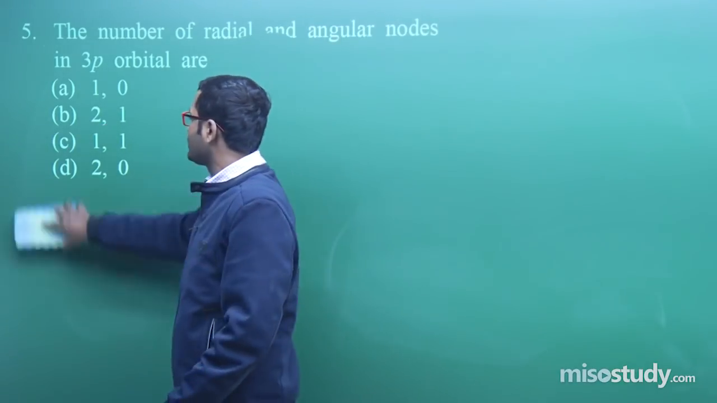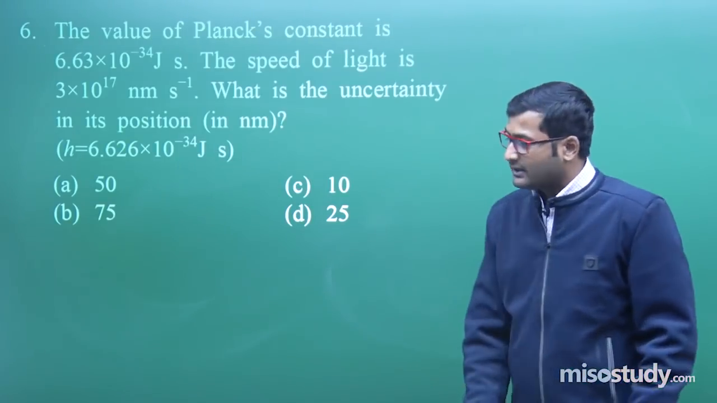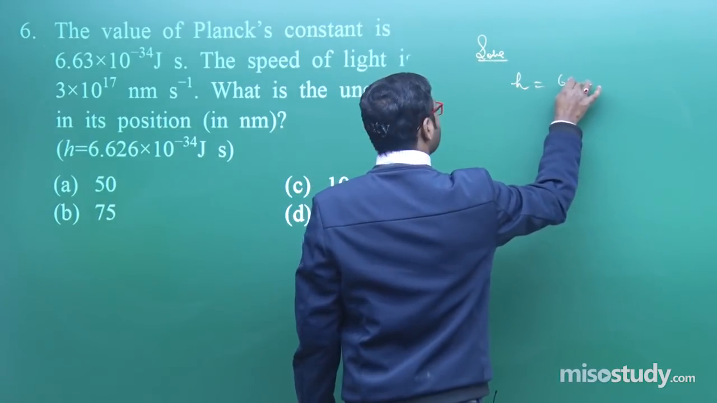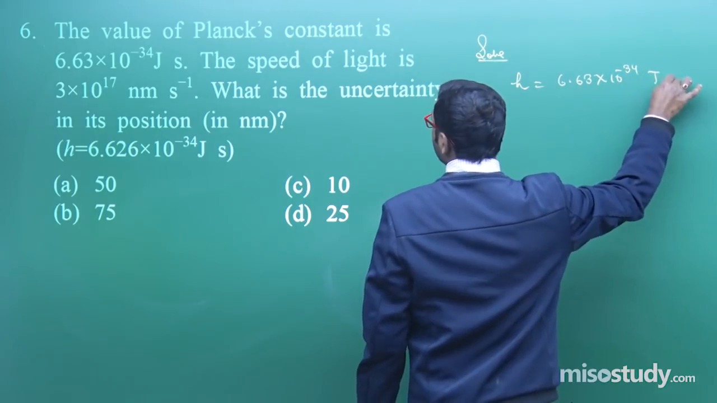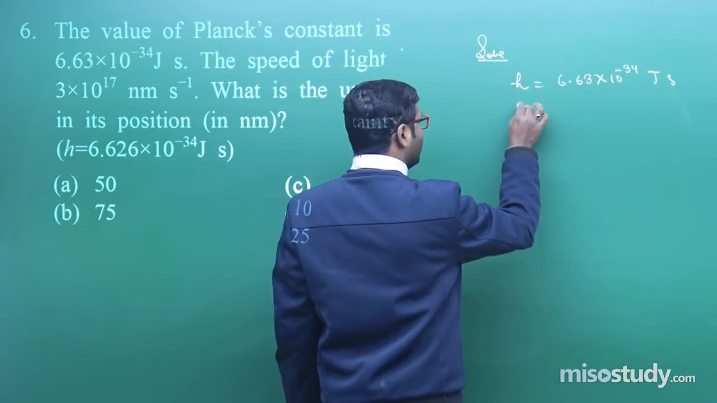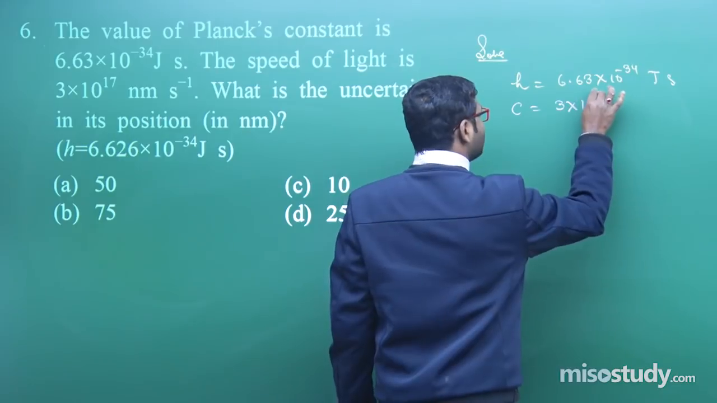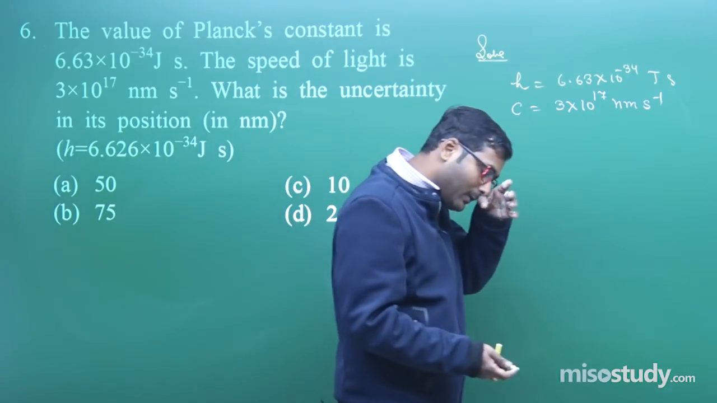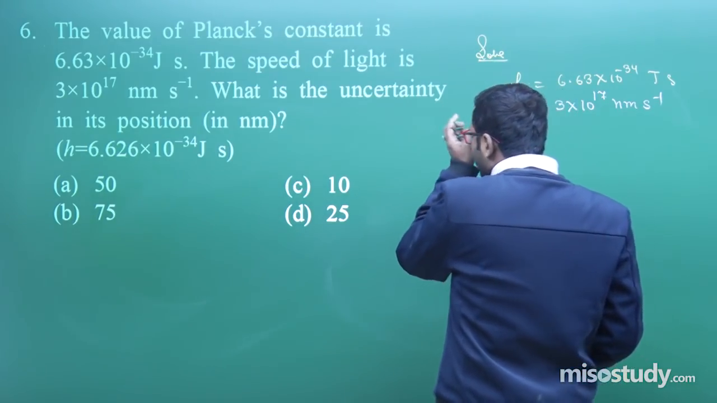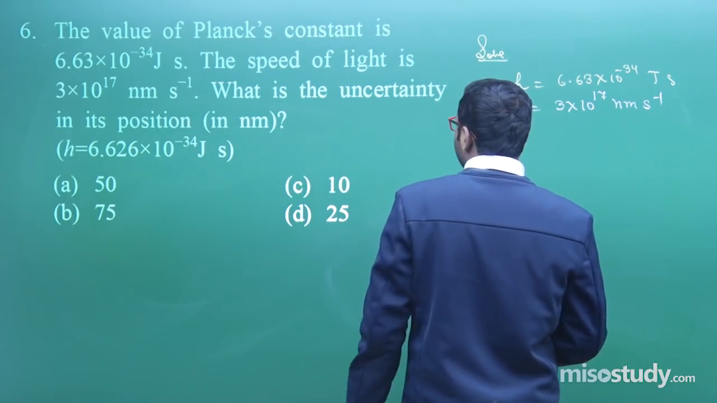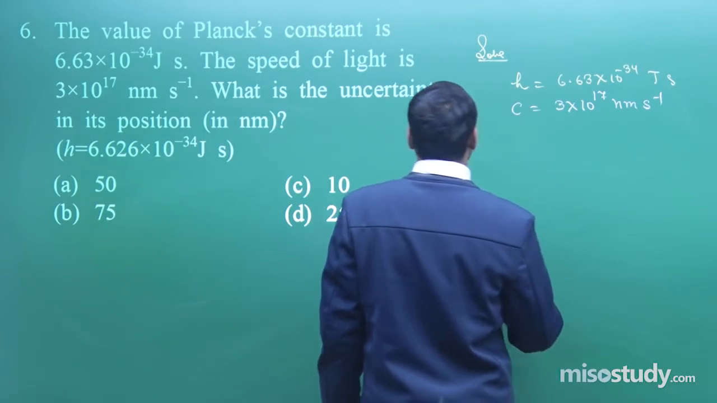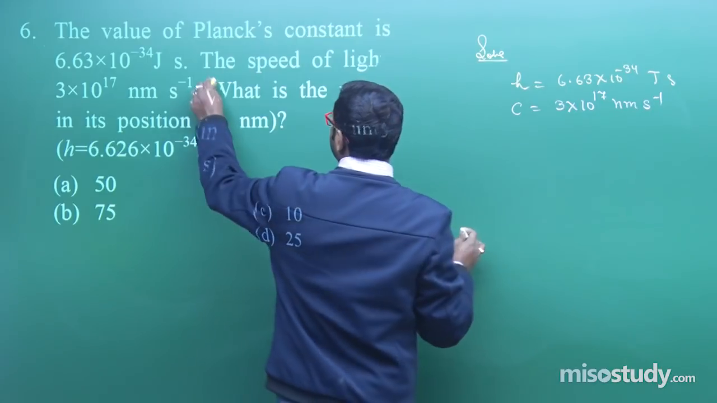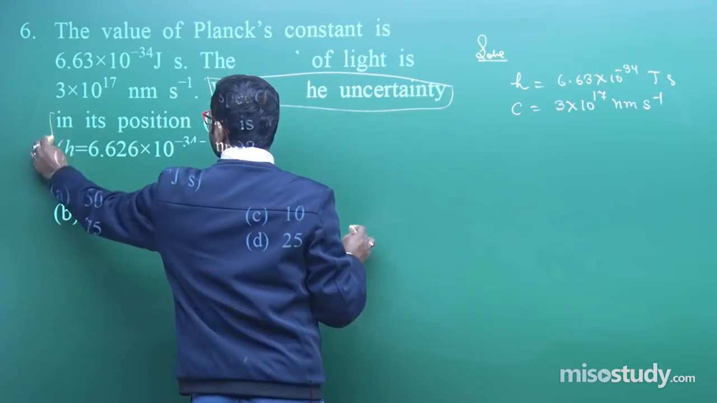Now, let's move to the next question, question number 6. Read the question carefully. The value of Planck's constant is 6.63 into 10 to the power minus 34 joule second. The speed of light is equal to 3 into 10 to the power 17 nanometer per second. Now, what is the uncertainty in position in nanometer? There is a mistake in this question.